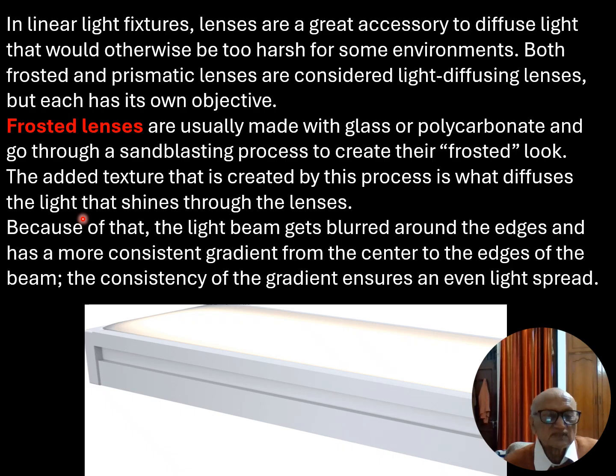Friends, now we are discussing linear light fixtures. Linear light fixtures are the fixtures having length more than breadth. These are called linear and they have a cover which is known as a lens. So in linear light fixtures, lenses are great accessories to diffuse light that would otherwise be too harsh for some environments.